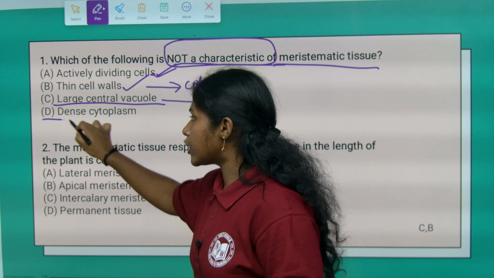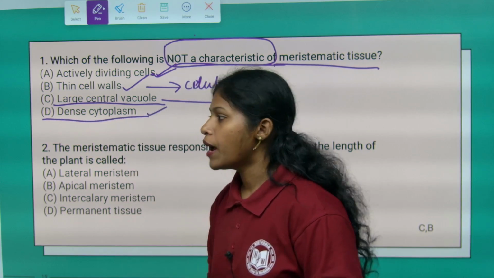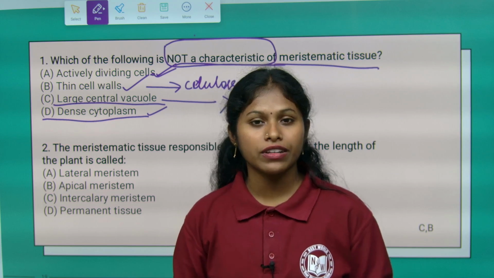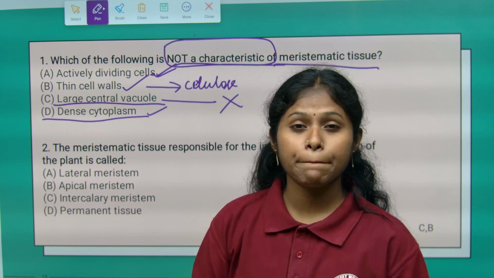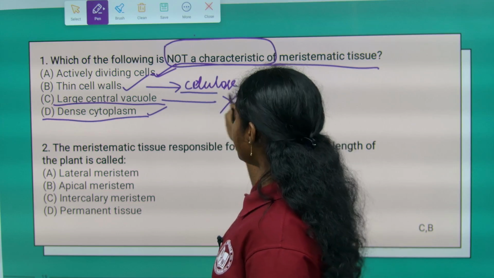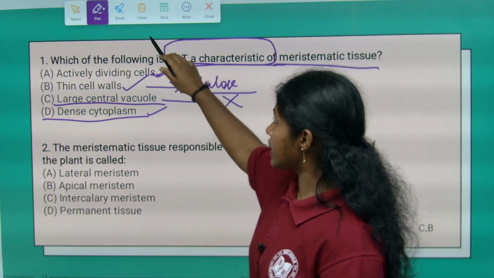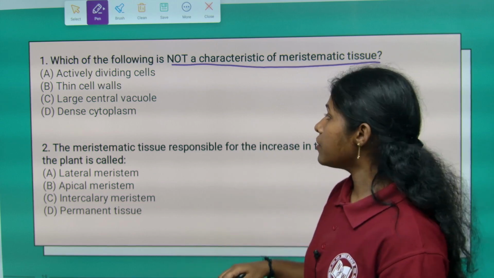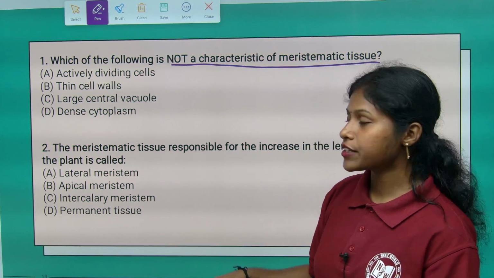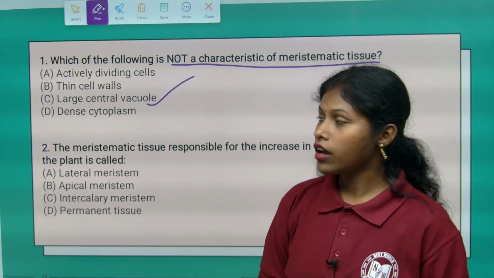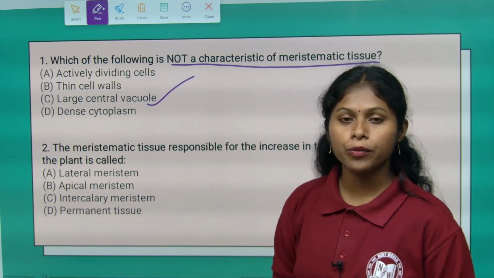And they have dense cytoplasm. Of course, they have dense cytoplasm. With the help of the dense cytoplasm, they are involved in cell division. For active, rapid cell division, cytoplasm is required, right? So that is why, what are they asking? What is not a characteristic feature of meristematic tissue? A large central vacuole is not a characteristic feature of meristematic tissue. I hope you all are clear, children.